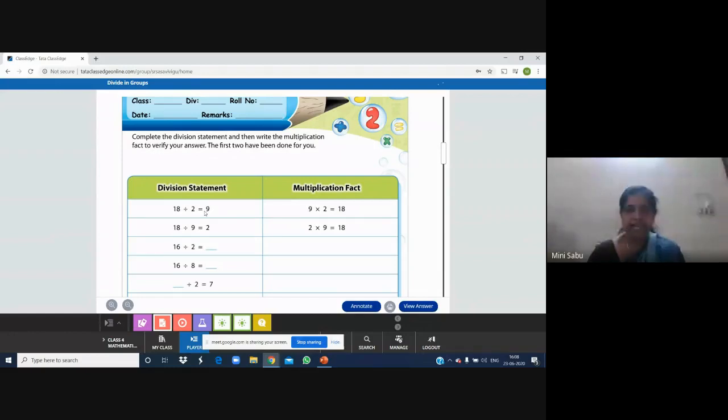I hope you got an idea. Now let us try with more examples. Let us take the second division fact. This is 18 divided by 9 equal to 2.